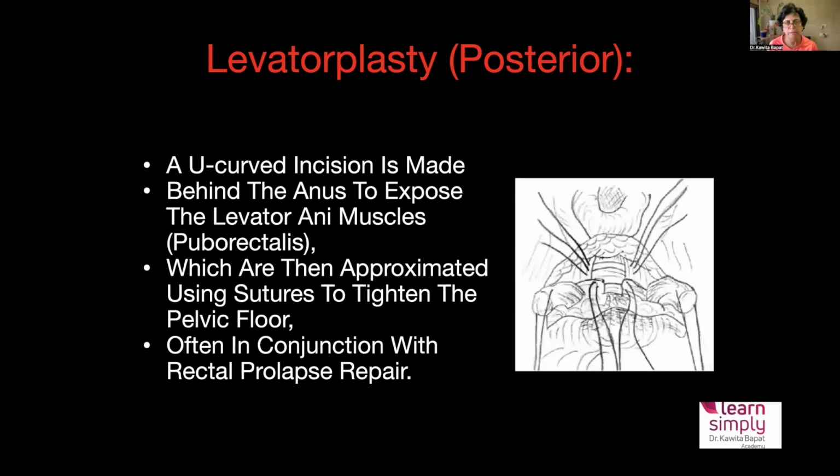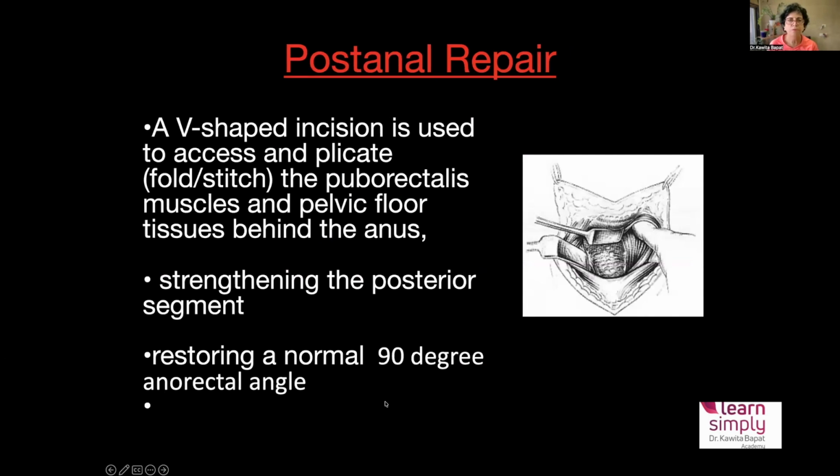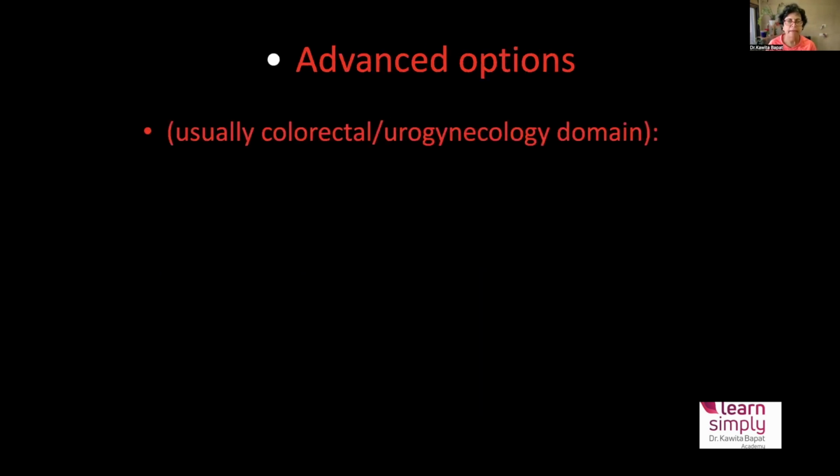Levatorplasty: a curved incision is made behind the anus to expose the levator ani muscle, puborectalis, and then approximation using sutures to tighten the pelvic floor, often in conjunction with rectal prolapse repair. Post-anal repair: a V-shaped incision is used to access and plicate, fold, the puborectalis muscles and the pelvic floor tissue behind the anus, strengthening the posterior segment and restoring the normal 90-degree angle.